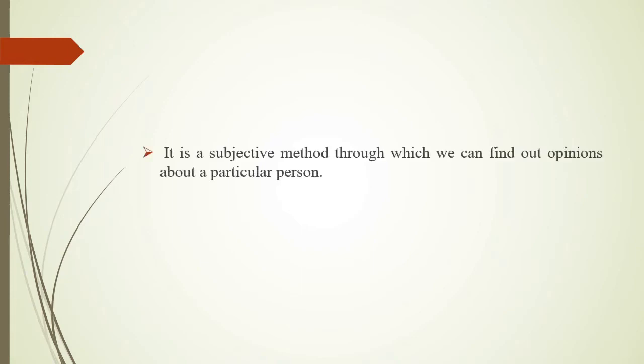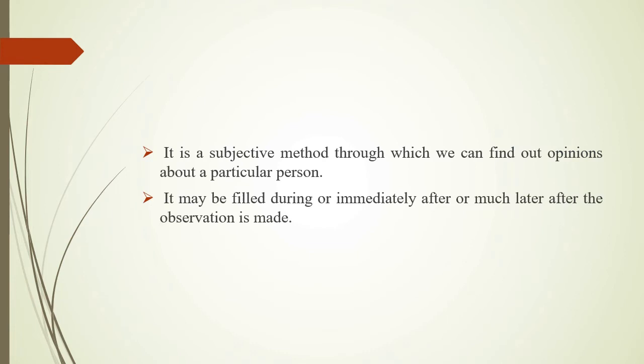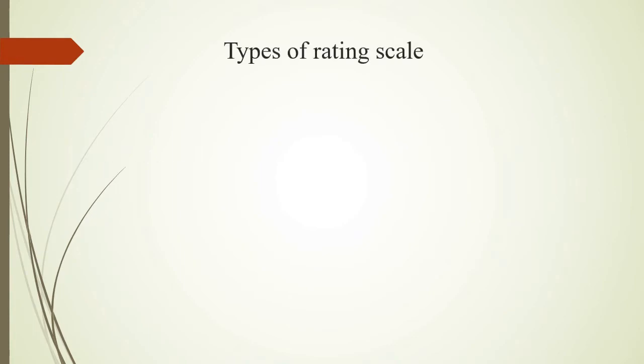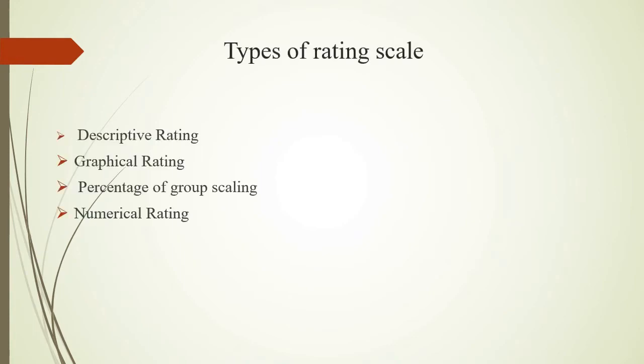It is a subjective method through which we can find out opinions about a particular person. It may fail during or immediately after or much later after the observation is made. Ratings are done by parents, guardians, teachers, students themselves, friends, judges, and by the self as well. Types of rating scale: descriptive rating, graphical rating, percentage of group scaling, and numerical rating. So these are the types of rating scale.